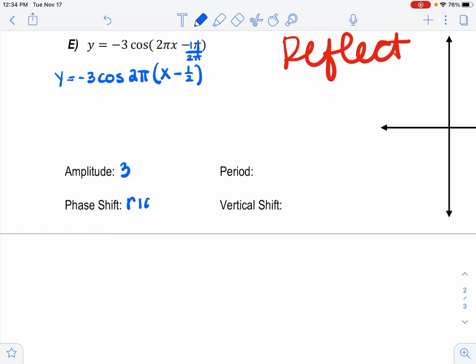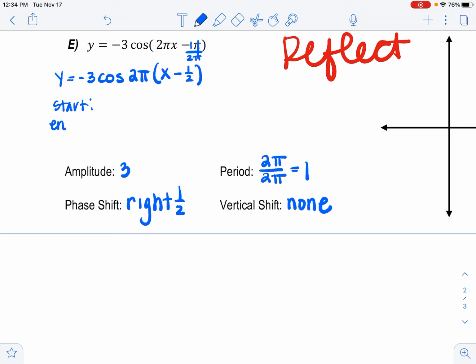All right, amplitude is 3. Phase shift, this is moved, excuse me, right 1/2. There is no vertical shift. Period is 2 pi divided by b, which is 2 pi divided by pi, which is 1.